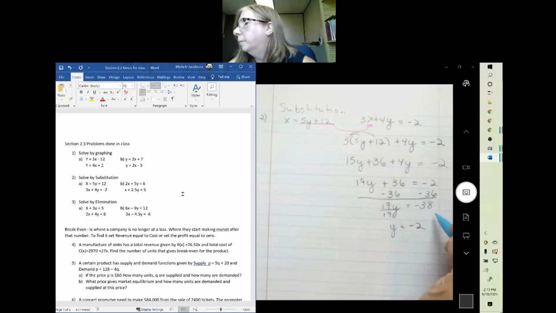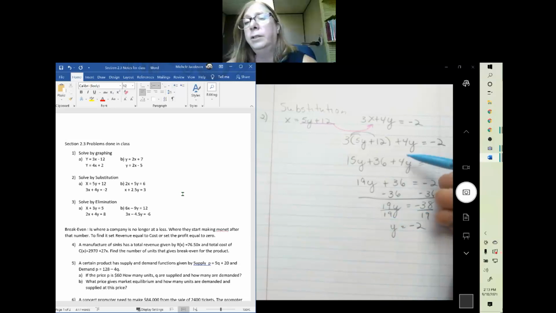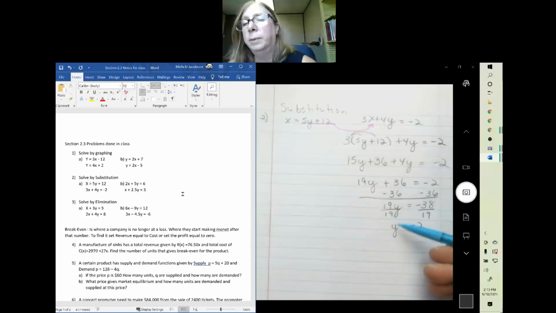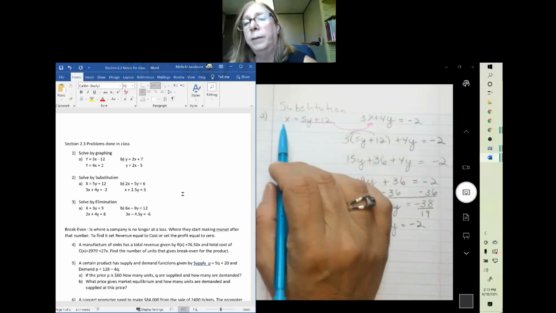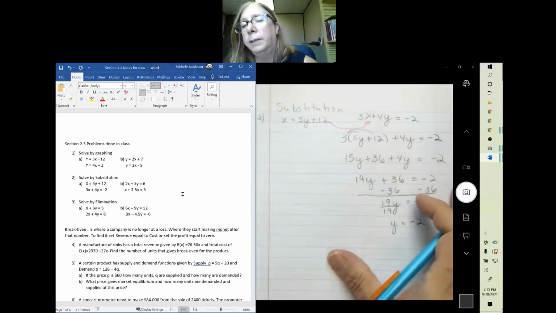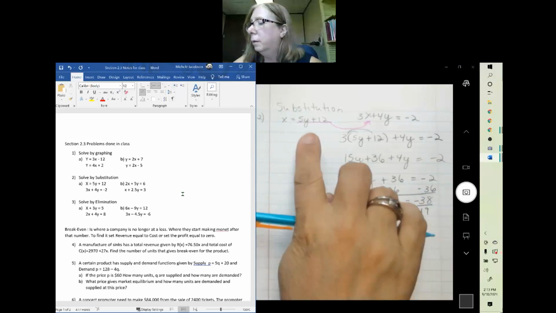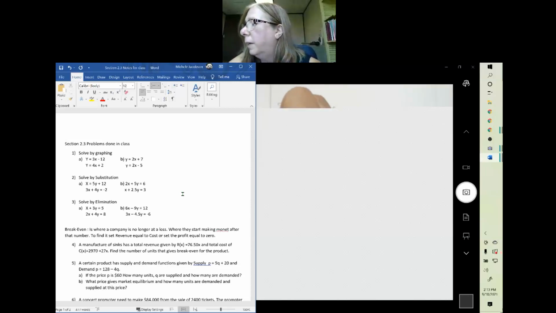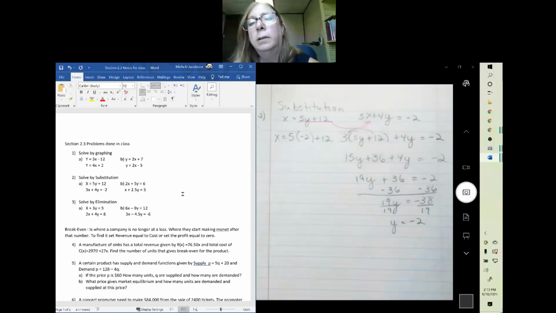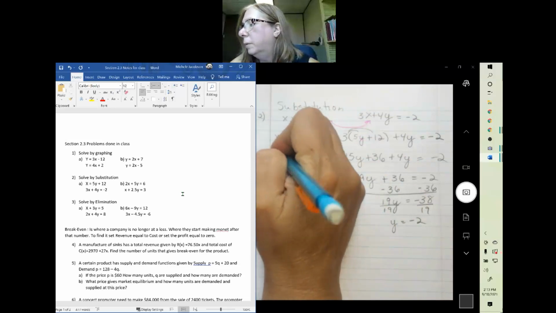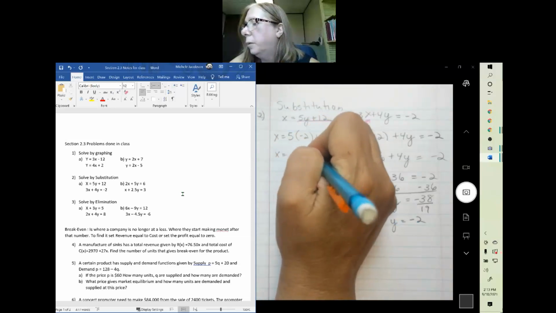Or divide by 19. So I want to see your steps in the thought process, but like these parts, if you can do that in your head and the dividing by 19, that's fine. So y equals a negative 2, but we have two variables. You have to find both of them. So to find the second one, we're going to plug this in. X equals 5 times a negative 2 plus 12. X equals negative 10 plus 12.